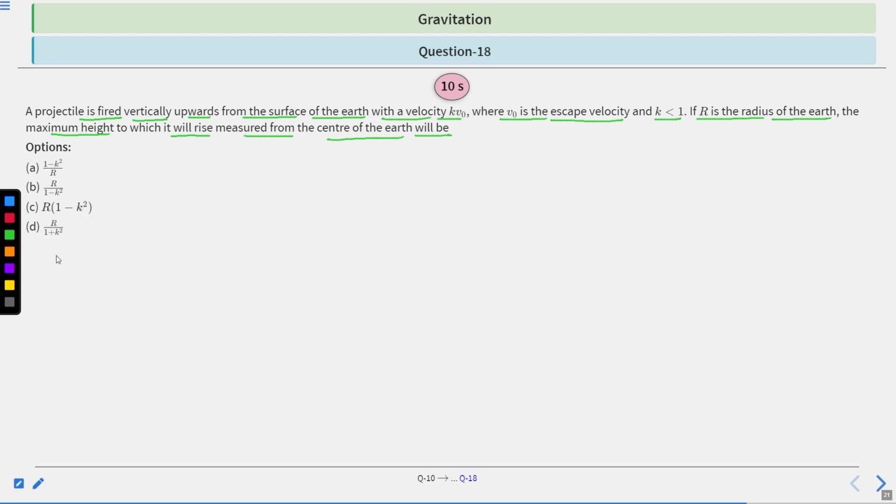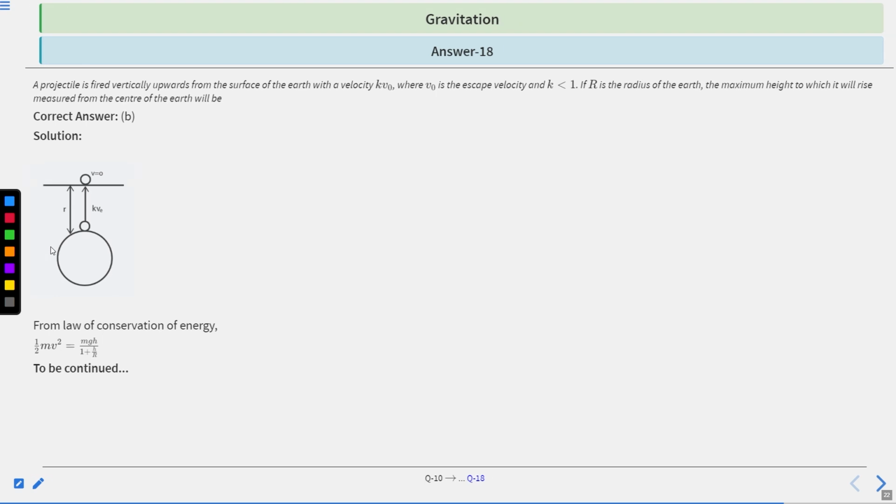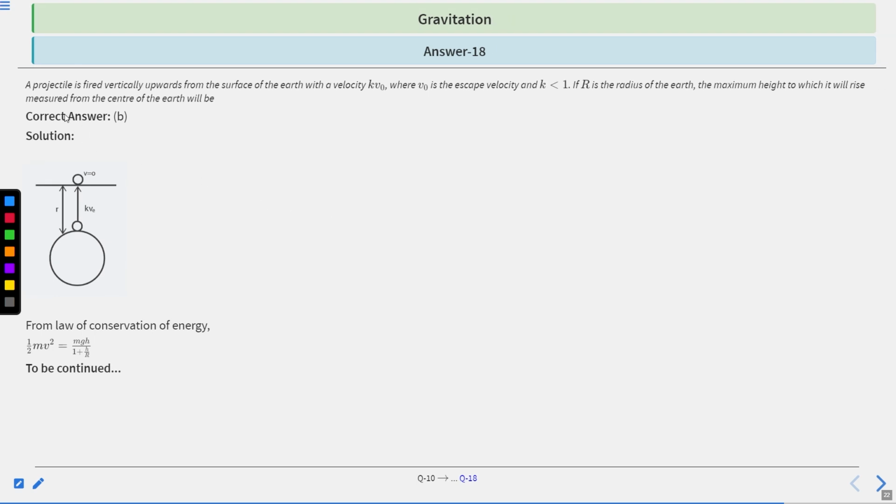Which option is correct? You have 10 seconds to solve this question. After 10 seconds, we will provide the solution. Let's find a solution. According to the question, a projectile is fired vertically upwards from the surface of the Earth with velocity k v0. Suppose this is the velocity k v0, and v0 is the escape velocity.